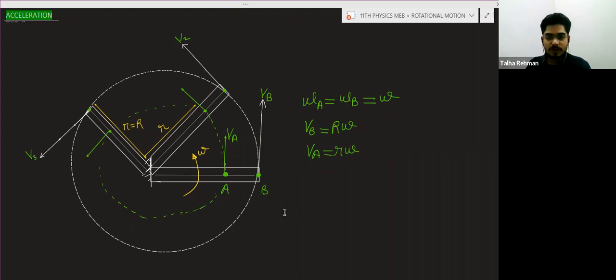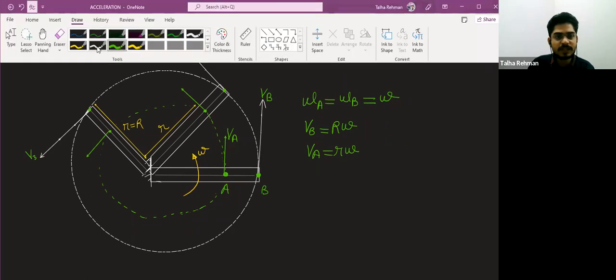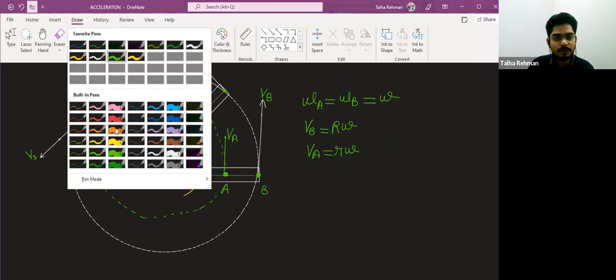Now see the motion of this particle B. B is moving in a circular path. The B particle of this rod is moving in a circular path, and you can see here the direction of the velocity is changing. Here the direction of the velocity is this, here this, here this. So basically there will be an acceleration due to the change in the direction of the velocity. What is that acceleration?